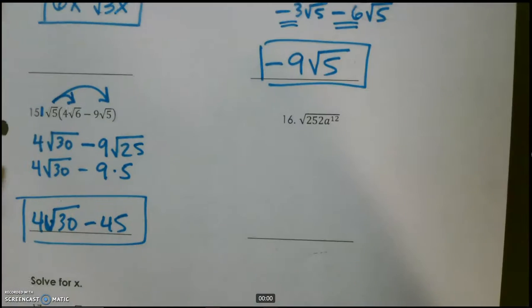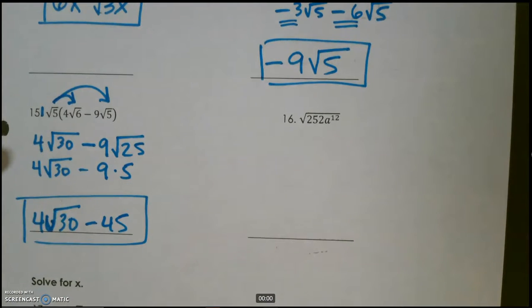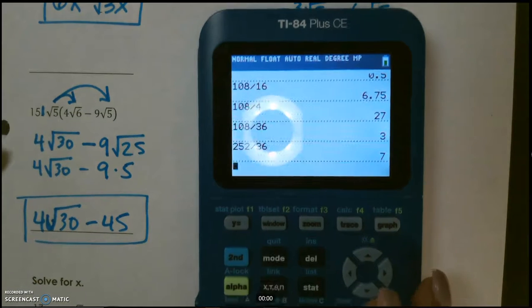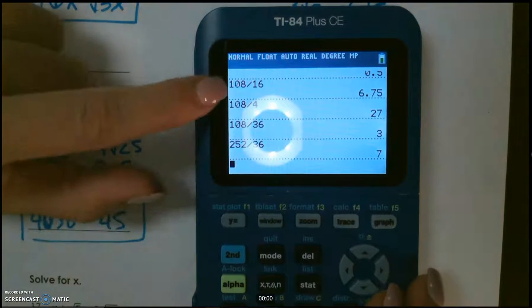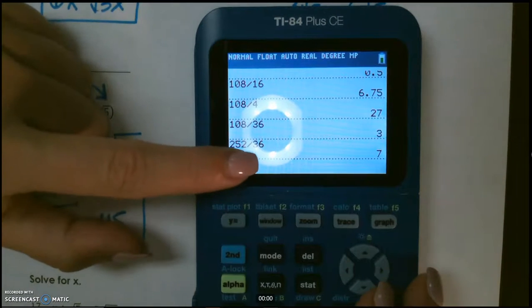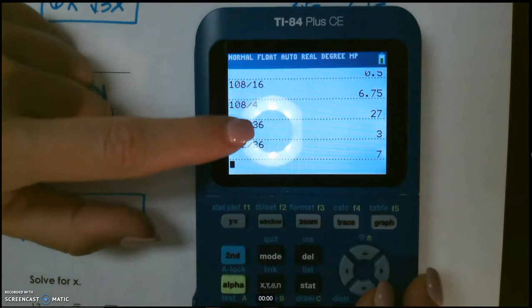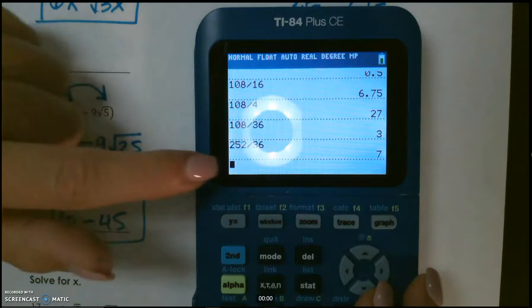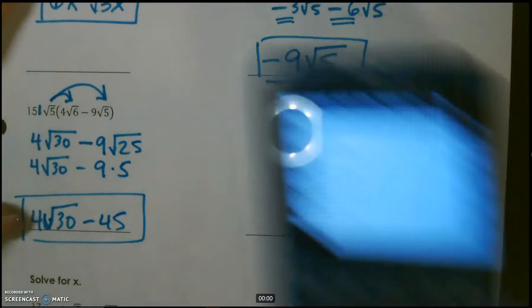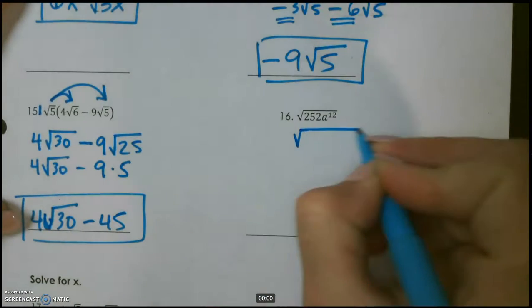All right, moving on to this next one. Let's see, 252 divided by, let's play around with some of our perfect squares. I'm just going to start dividing in my calculator. Just so you have an idea of what I'm doing when I do have a calculator, every single time I'm trying to divide something, I'm taking out a perfect square. So 16, 4, 36. Well, this one, 36 goes into that 7 times.